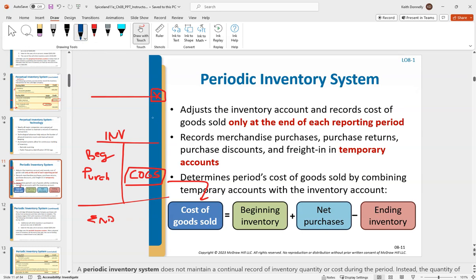The other thing to be aware of with the periodic inventory system is, to the extent we have journal entries throughout, we're not going to hit inventory. We're going to hit a lot of these temporary accounts. And then at the end of the period, we can get rid of those temporary accounts.